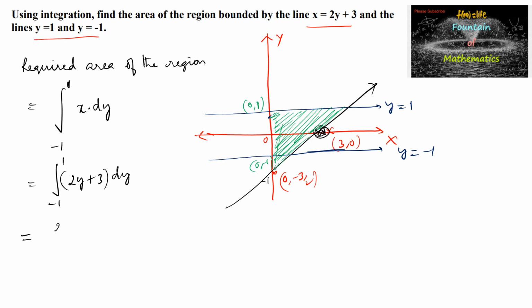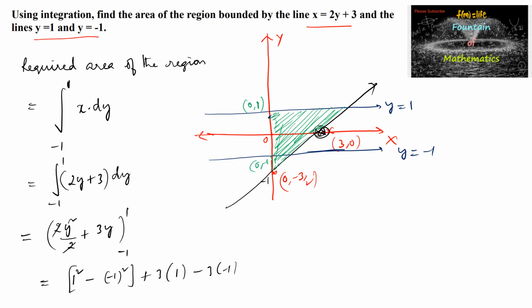integration of 2y is 2y square upon 2, plus integration of 3 is 3y, over the limits from -1 to +1. So which is equal to y square, that is upper limit 1 square minus the lower limit -1 whole square, plus again here 3 times the upper limit 1 minus the lower limit -1, which is equal to 1 minus 1, that is 0, and again here 3 plus 3, so which is equal to 6. So the area of the region is 6 square units.